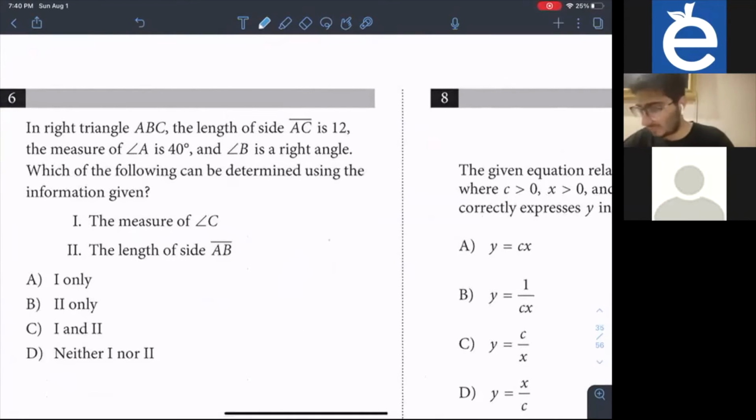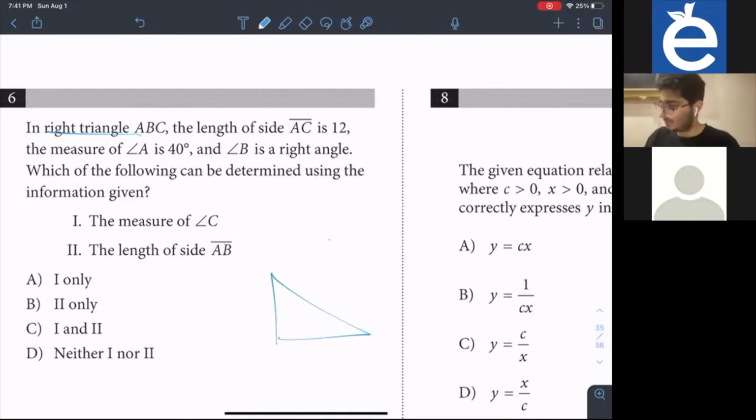Question 6. In right triangle ABC, the length of side AC is 12. The measure of angle A is 40, and angle B is a right angle. Which of the following can be determined using the information given? The measure of angle C, and the length of side AB. So the best way to solve this question is to draw a diagram because it always helps to visualize. So it's a right triangle. So you draw a right triangle.